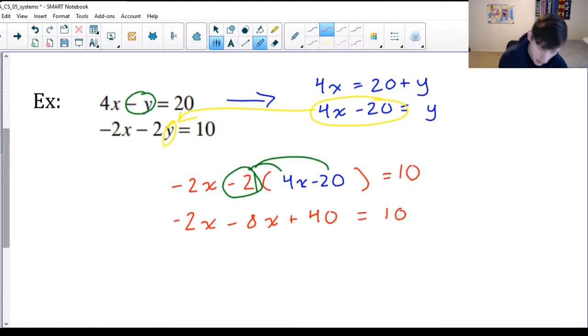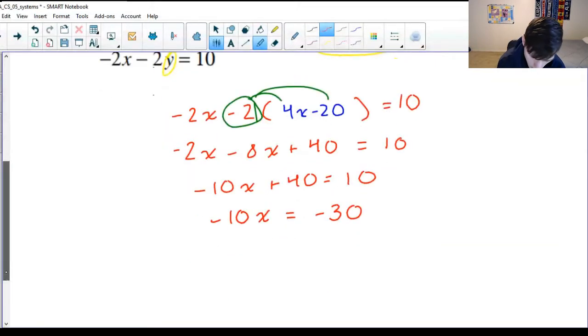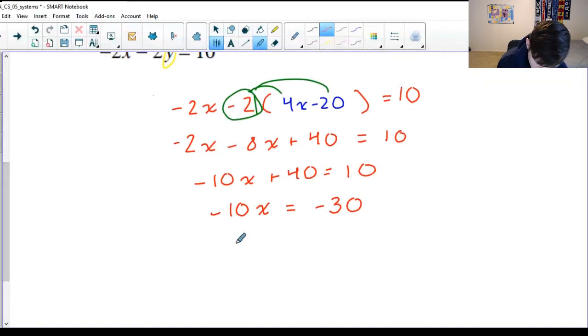Negative 2x minus 8x, negative 10x. Subtract 40 from both sides. Negative 10x equals negative 30. And then divide both sides by negative 10. So I get x equals 3.